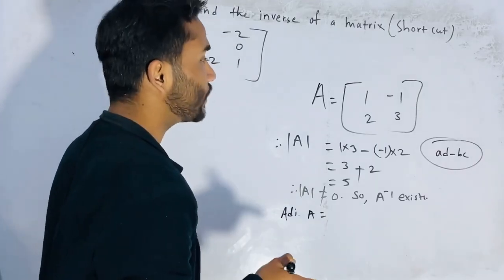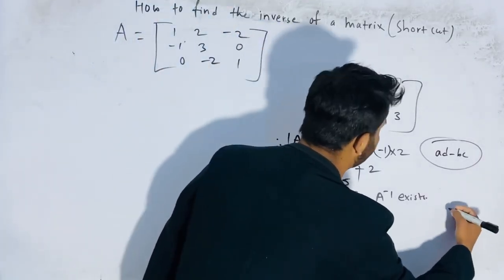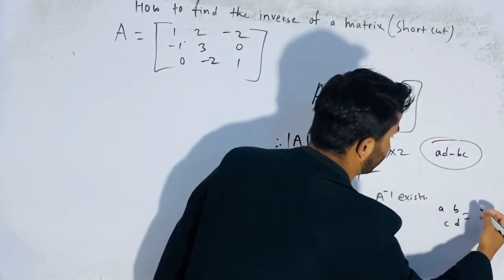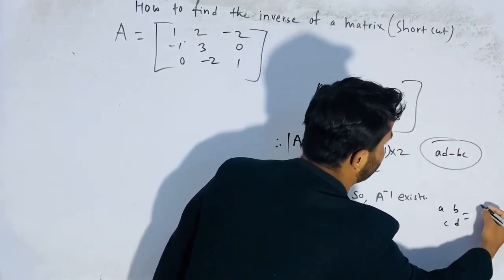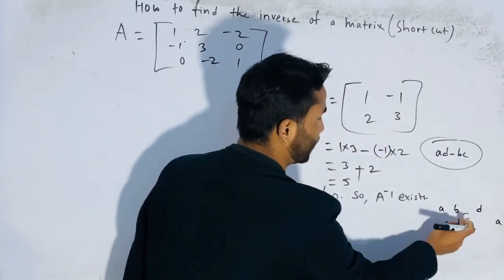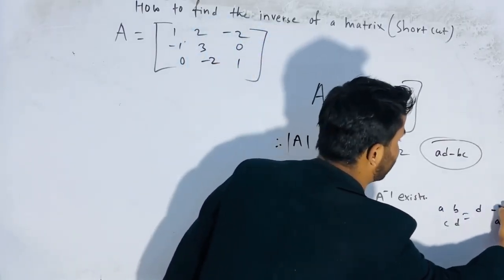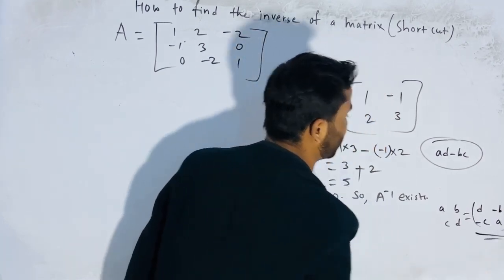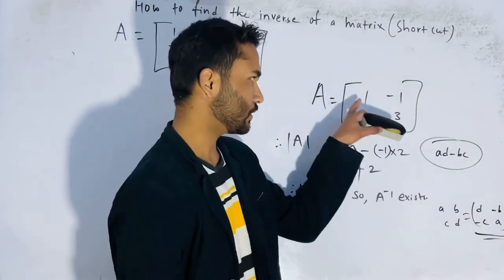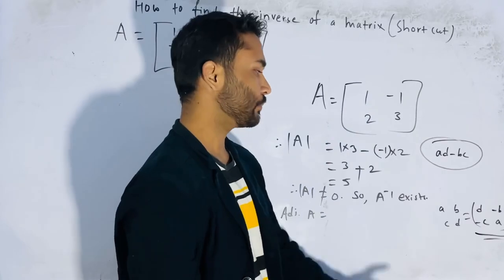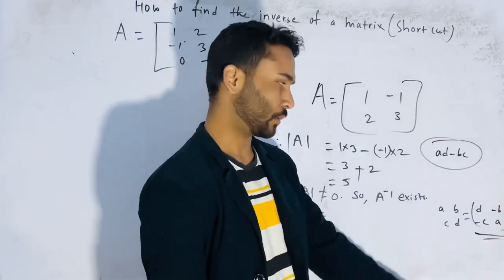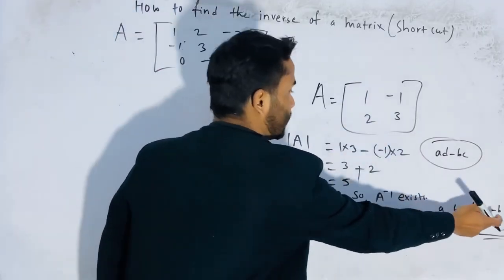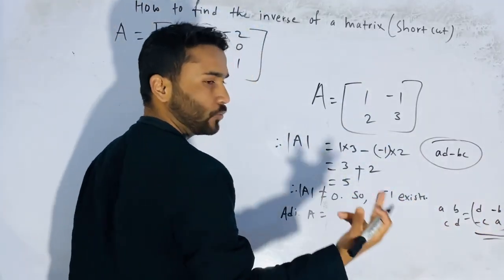In order to find the adjoint, you have to use this formula. Suppose this is A, B, C, D. So the adjoint will be D, A, and then minus B and minus C. Remember this: if this is A, B, C, D, then we have to change it into D, A format, and then minus B, minus C. If you write it in D, A, minus B, minus C format, then we will get the adjoint.